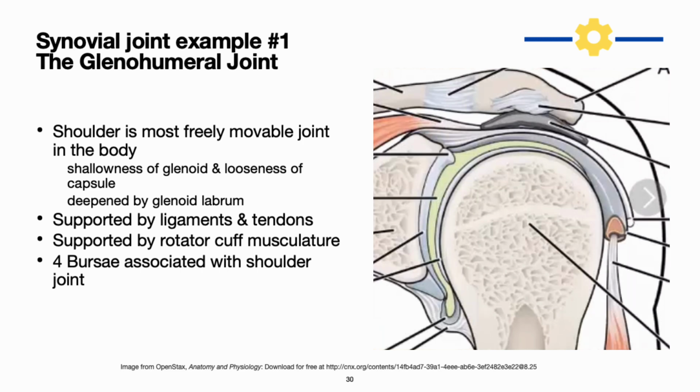The one last structure that the glenohumeral joint has that's of interest is this cartilage that helps to make the socket deeper. So this is actually a cross-section over here of the glenoid labrum, which helps to make the socket a little bit deeper and add to the stability of the joint.